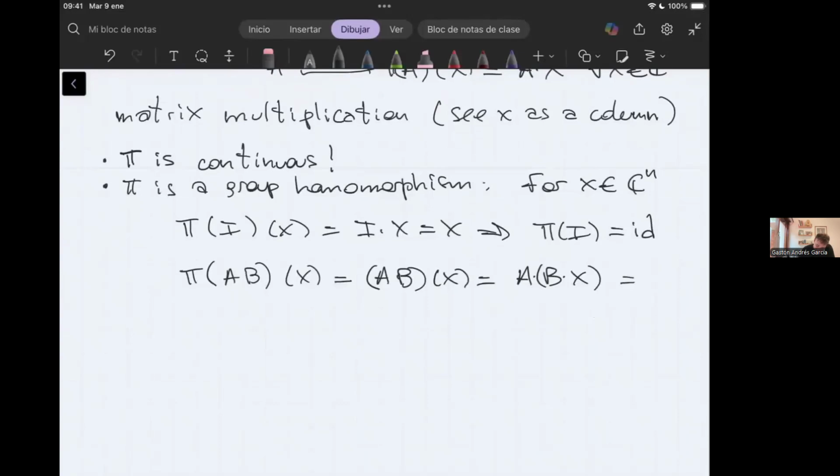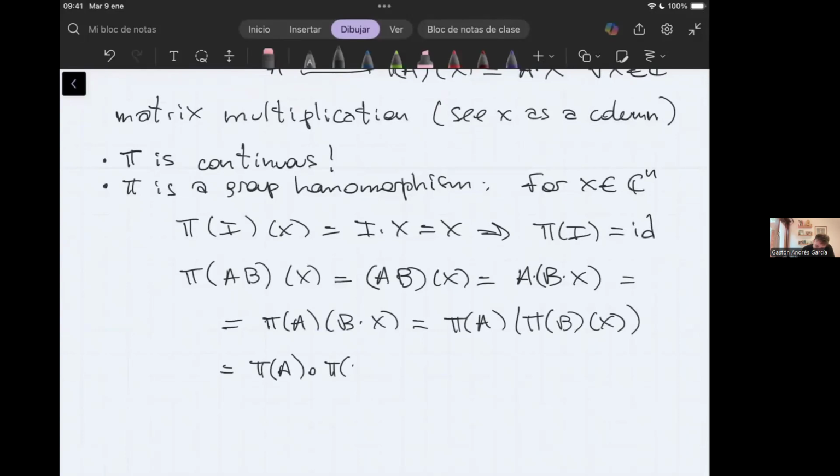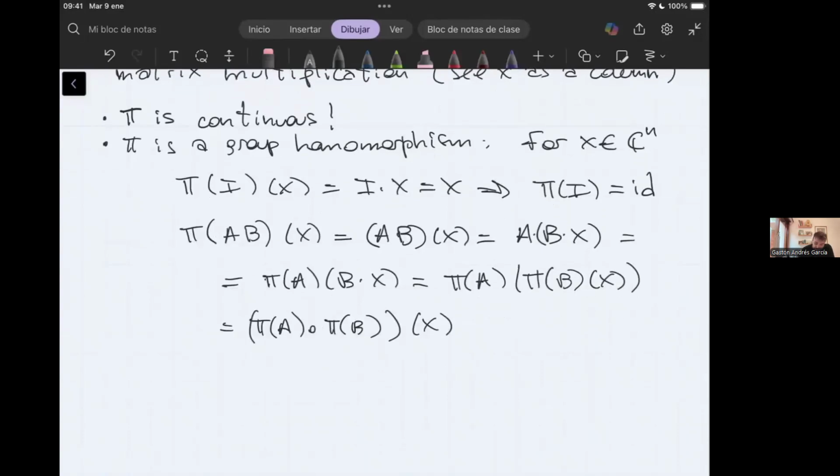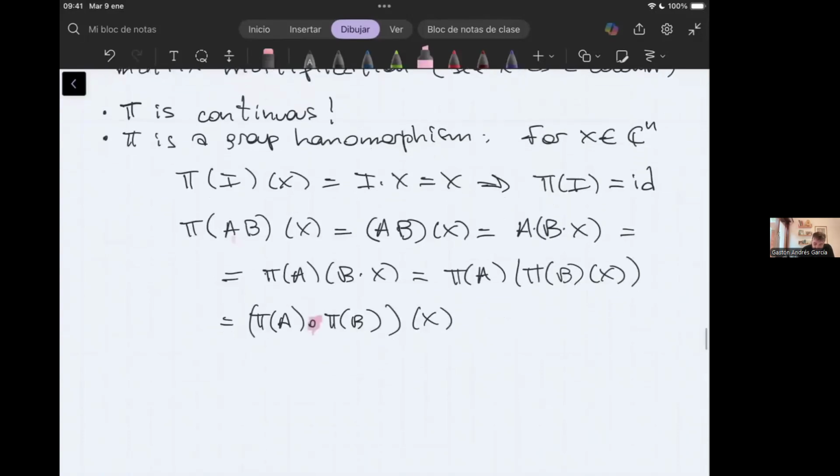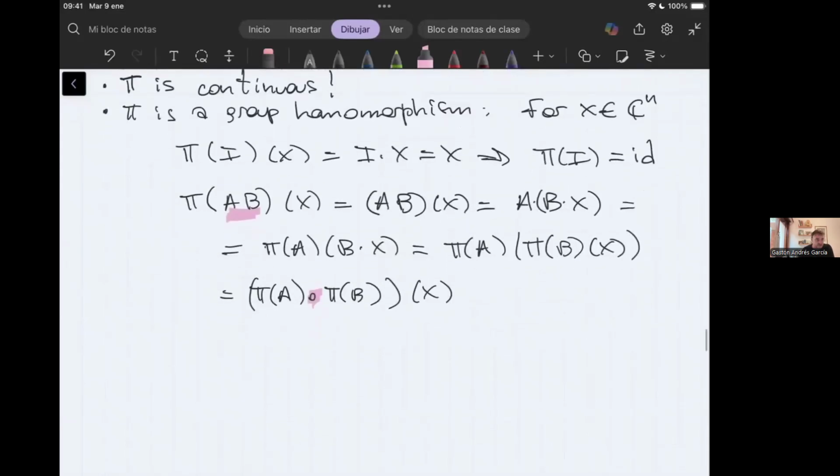associative, and this thing is pi of A acting on the vector B times x, which is pi of A of pi of B acting on x, and this is pi of A composed with pi of B acting on x. I'm writing composing because I want to stress that the product of the group goes to the composition of the linear maps, okay? This is actually what we want. And this is true for any A and B in our matrix group.